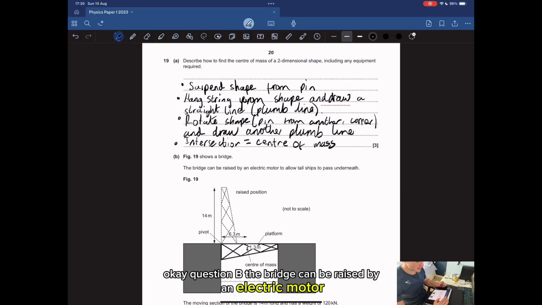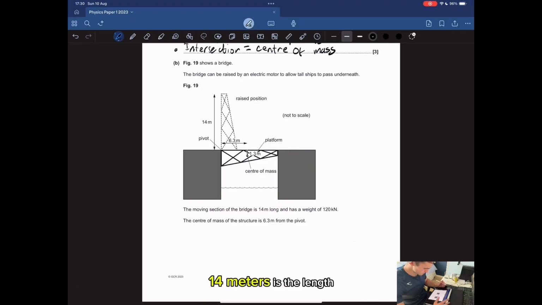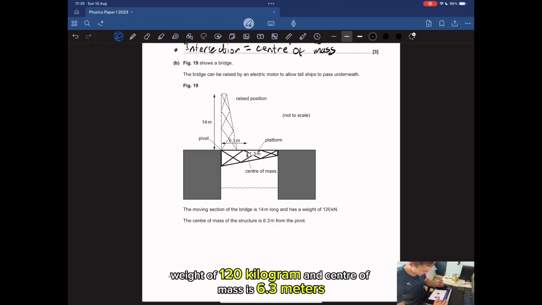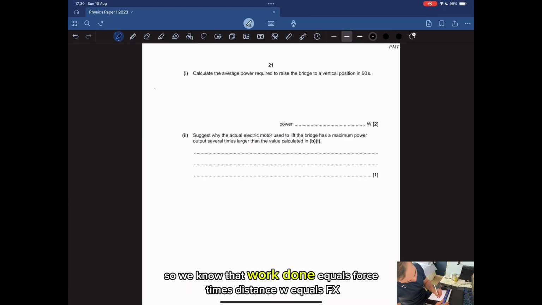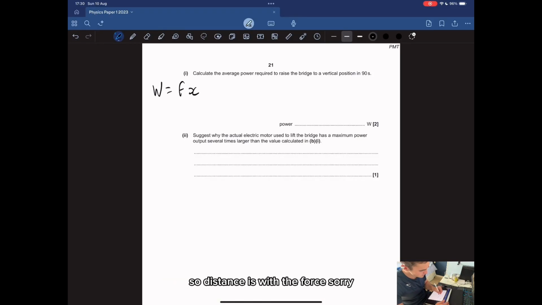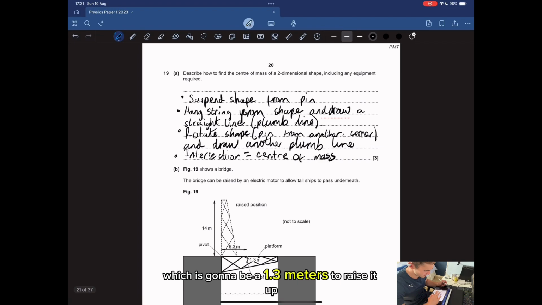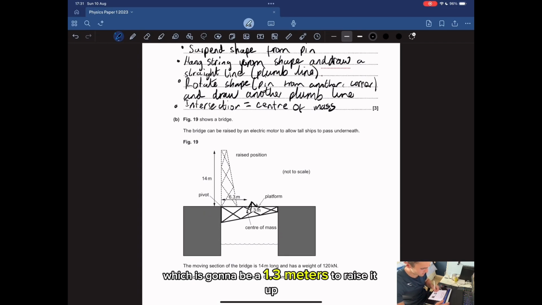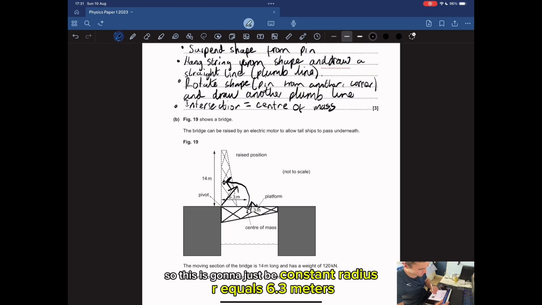Okay, question B. The bridge can be raised by an electric motor. 14 meters is the length, the weight is 120 kilonewton, the centre of mass is 6.3 meters. Calculate the average power required to raise the bridge to a vertical position. So we know that work done equals force times distance, W equals Fx. The force is going to be 120 times 10 to the 3 times the distance, which is going to be the 1.3 meters to raise it up, and then it's going to rotate 6.3 meters.